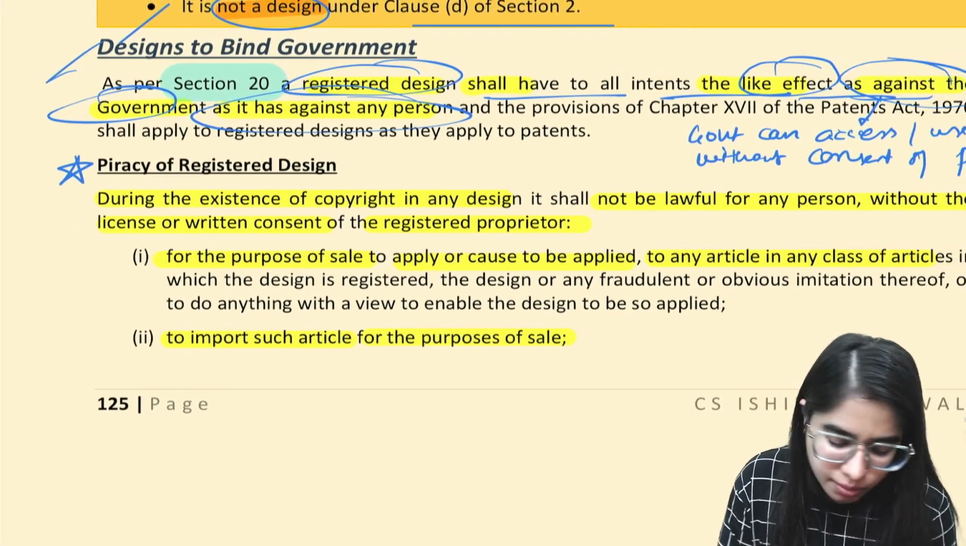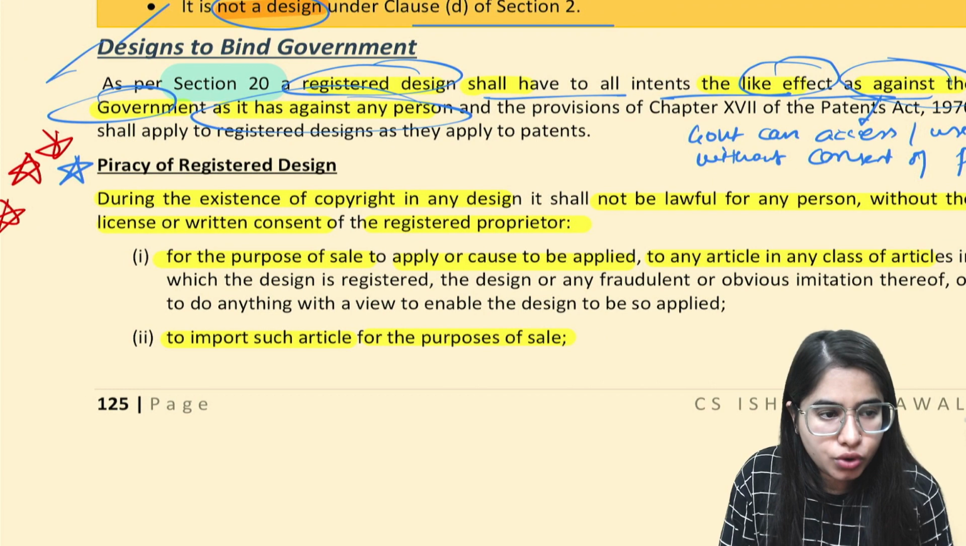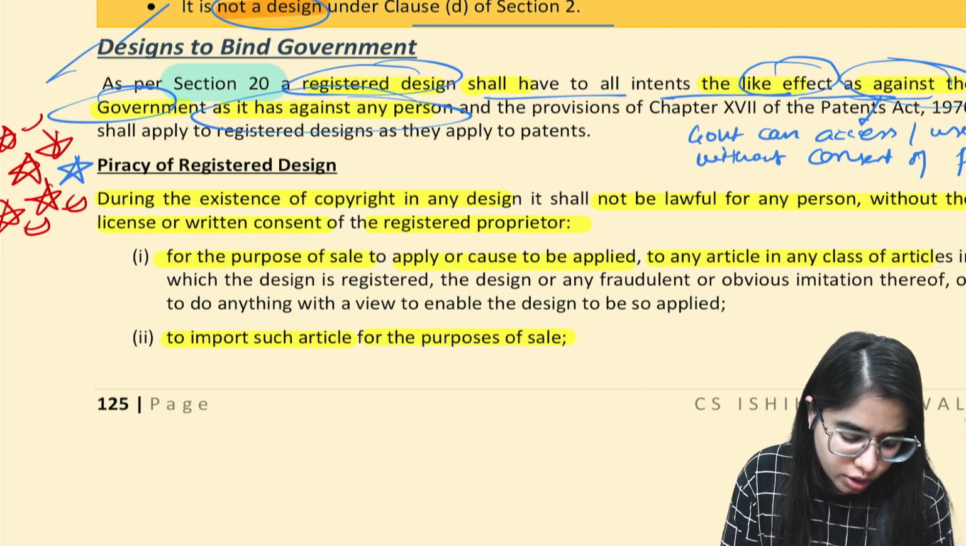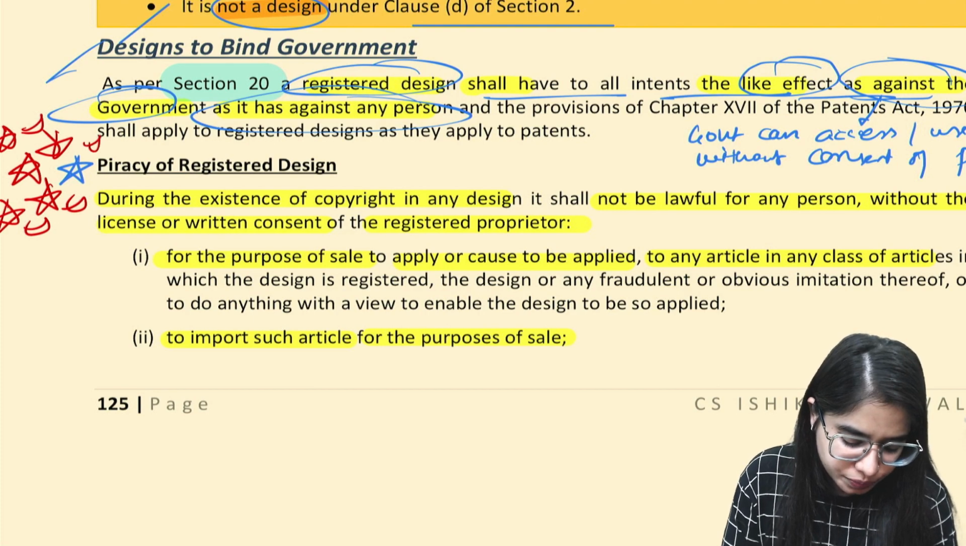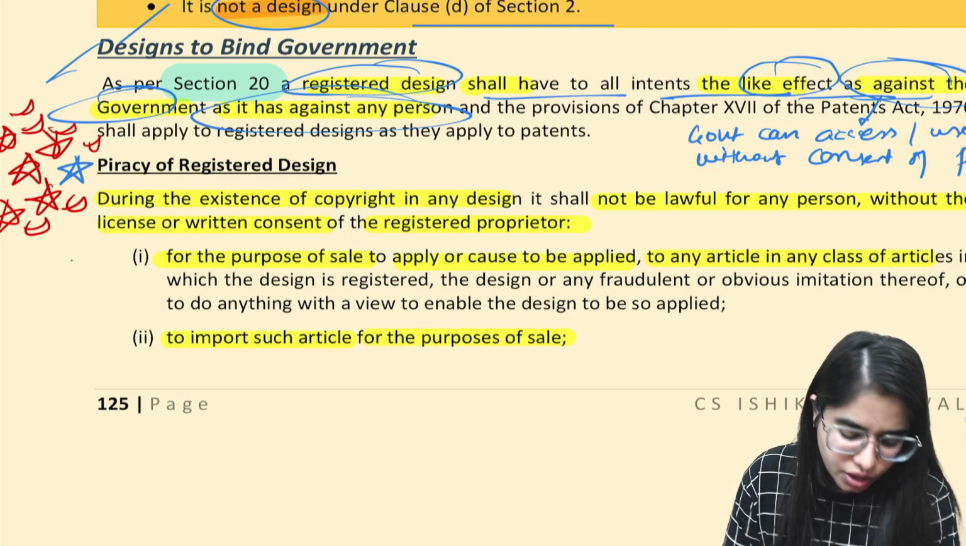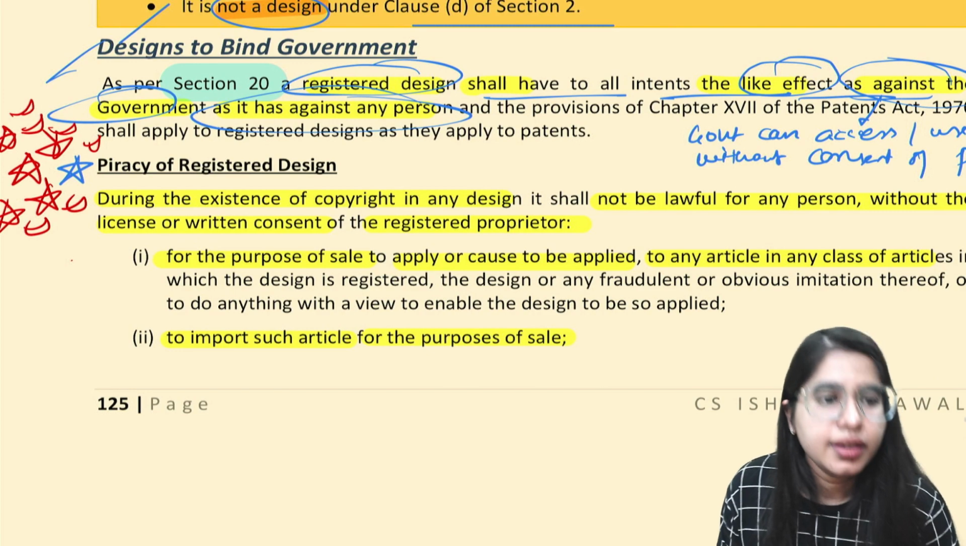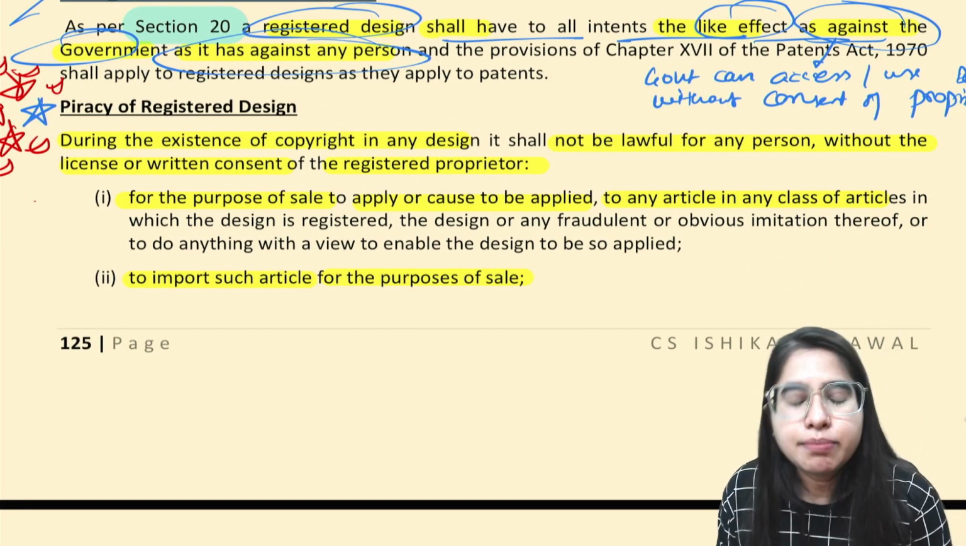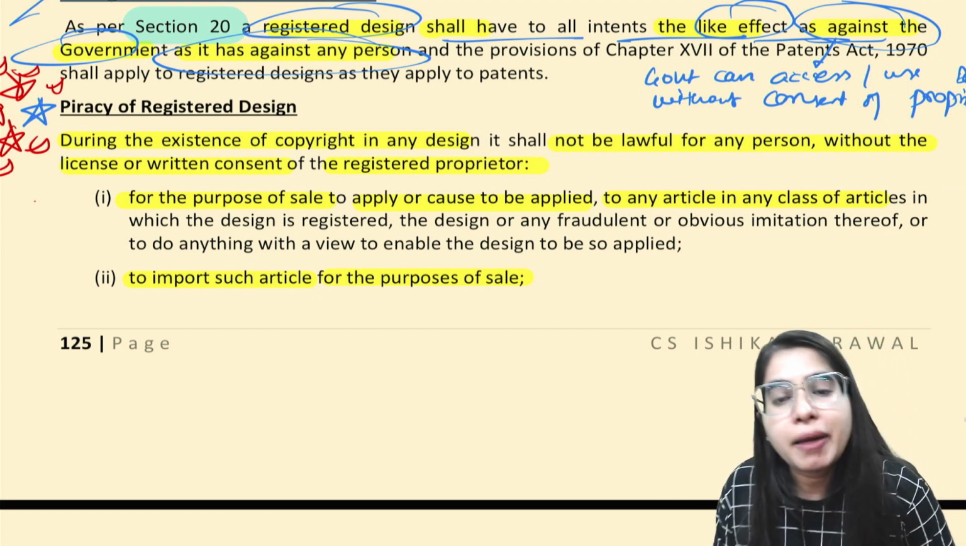Make a lot of star marks here. Very important. Piracy of registered design. What do you mean by piracy? Piracy means copying.